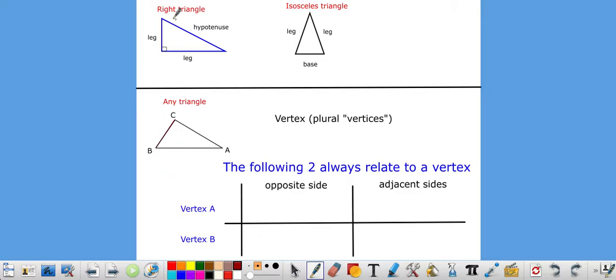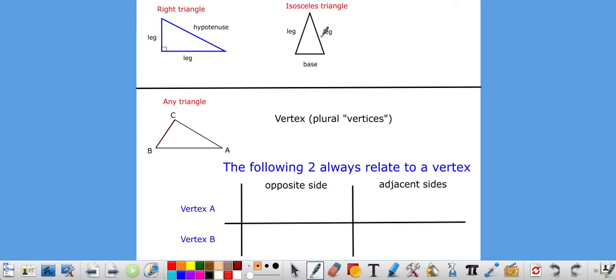So in a right triangle, we call the longest side of the right triangle the hypotenuse. It's probably a vocab term you've heard before, especially if you've worked with the Pythagorean theorem. The 2 other sides of a right triangle are called the legs. The legs are the sides that make the 90-degree angle.